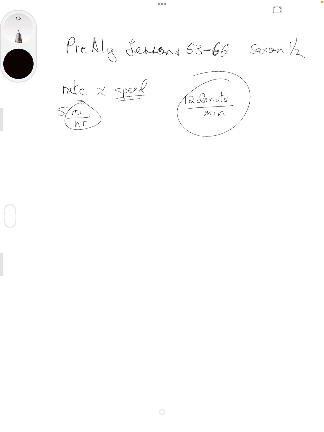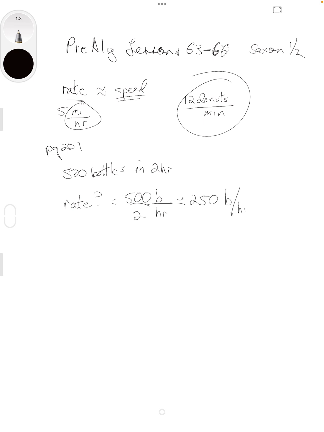Let me give you an example. This is directly from your book on page 201. It says, a machine can do 500 bottles in 2 hours. So in this case, notice we're not talking about miles per hour, we're talking about bottles per hour. So what's the rate is the question you ask. Well, it's going to be 500, I'm going to use B for bottles, over 2 hours. And I can reduce that to 250 bottles per hour. Okay, pretty simple. That's what a rate is.